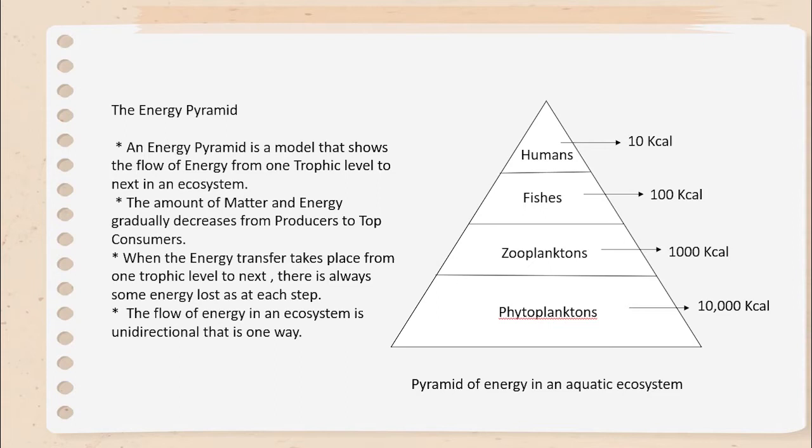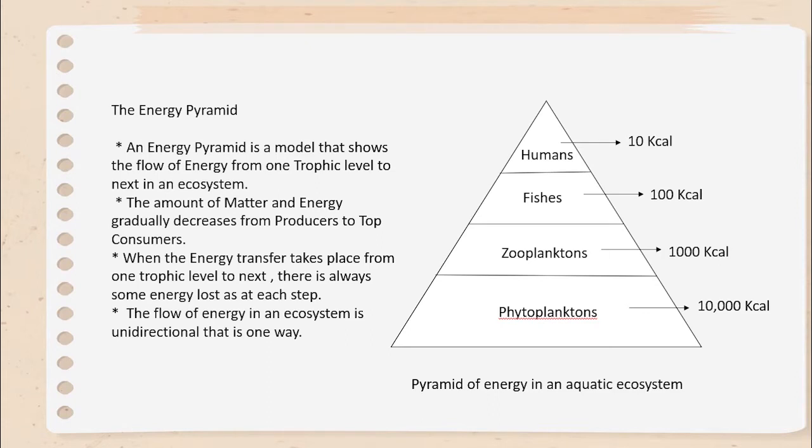Now let us study the energy pyramid. Charles Elton, a British scientist, first proposed the concept of ecological pyramid in the year 1927. Hence, this pyramid is also called the Eltonian pyramid. An energy pyramid is a model that shows the flow of energy from one trophic level to the next in an ecosystem. The amount of matter and energy gradually decreases from producers to top consumers. Also, when energy is transferred from one trophic level to the next, some amount of energy is always lost as heat at each step.